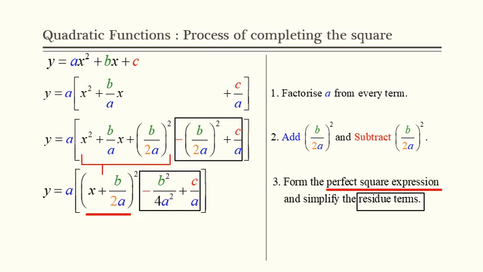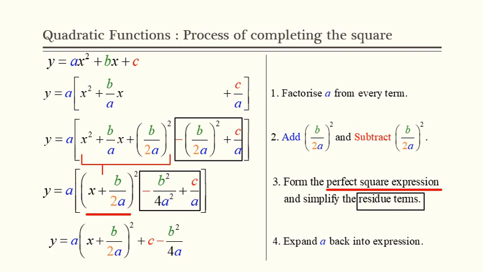In step 3, form the perfect square expression and simplify the residue terms. Notice that within the square brackets, the first 3 terms are collapsed into a perfect square expression. The fourth and the fifth terms constitute the residue terms. Step 4. Expand a back into the square brackets. This completes the process.